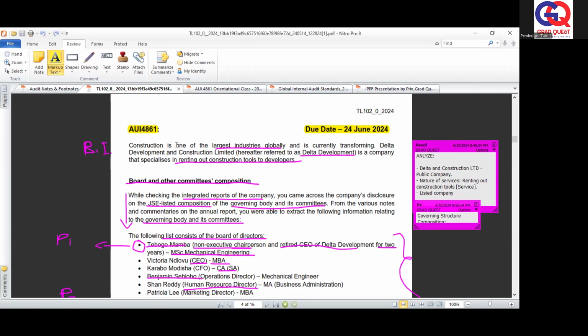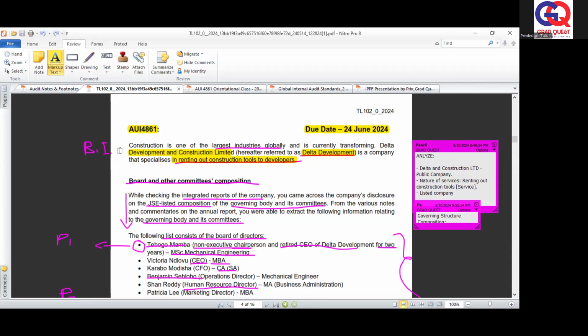Construction is one of the largest industries globally and is currently transforming. Delta Development Construction Limited, hereafter referred to as Delta Development, is a company that specializes in renting out construction tools to developers. What trade is this, colleagues? Is it not construction? You mean the sector? I'm not sure what the question is. It is construction. I just wanted to test you. All right, so it's the construction sector, right? That's the trade.